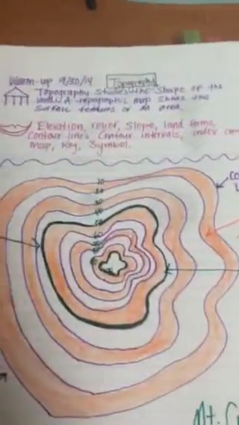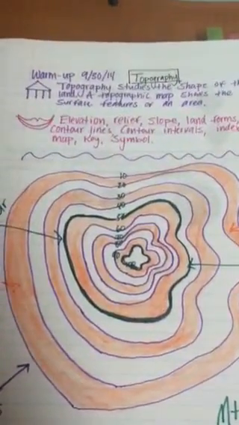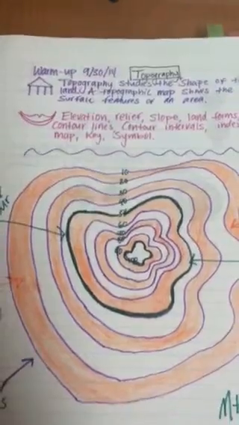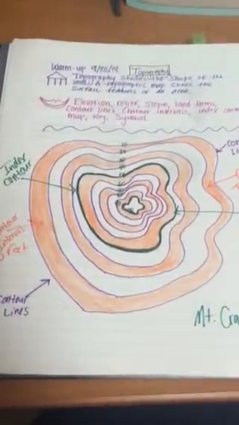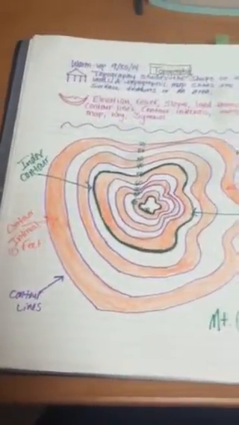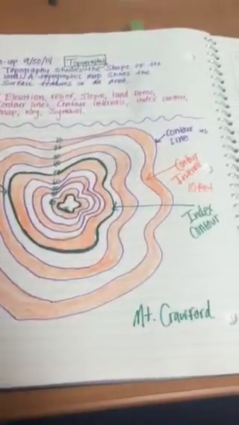Page 39 is our first depth and complexity icon warm-up on September 30th. And then below that, we drew an example topographic map labeling all of the portions of the map. On page 40 is our 1-4 notes, asking and learning about topographic maps.